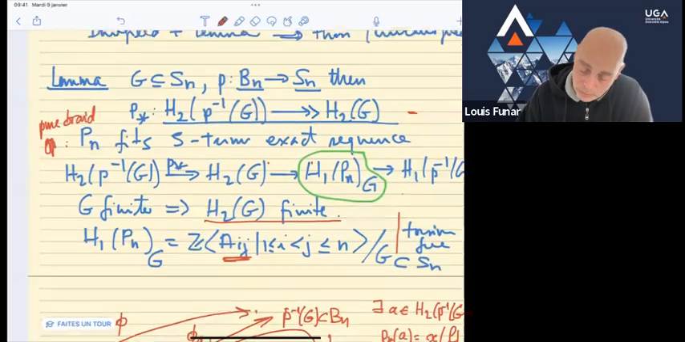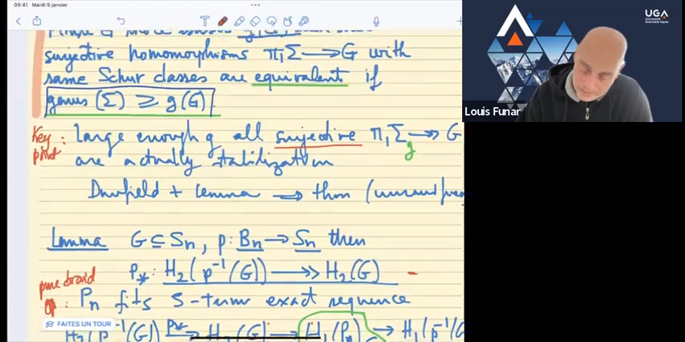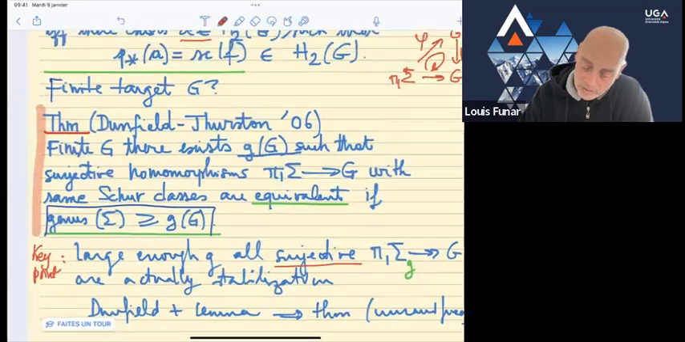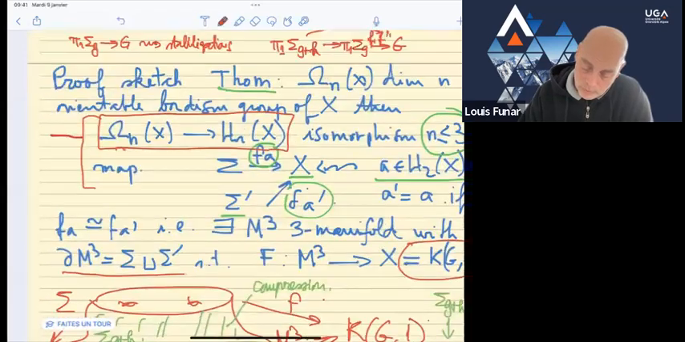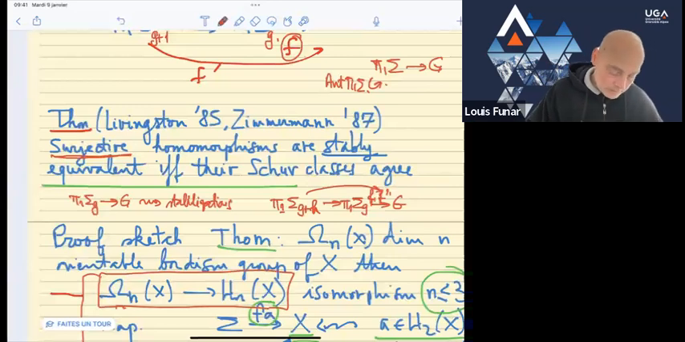What remains to be done is to provide some method to prove a theorem like the one by Livingston and Zimmermann in the ramified case.